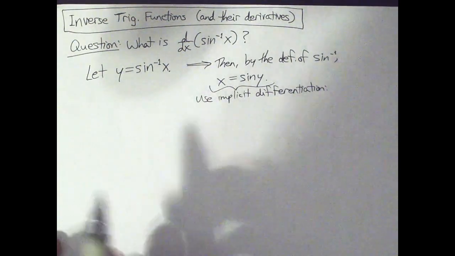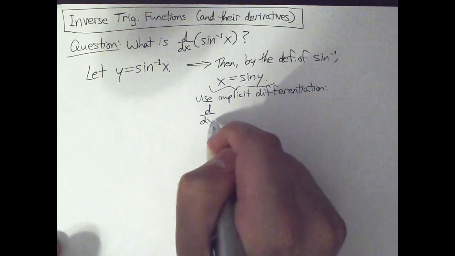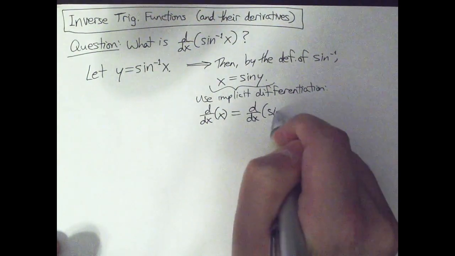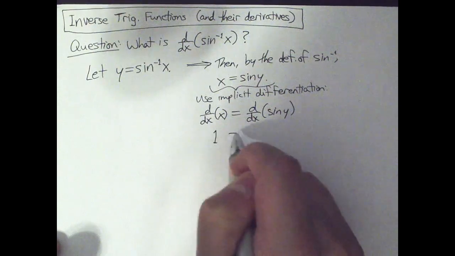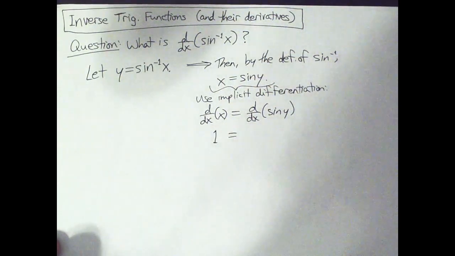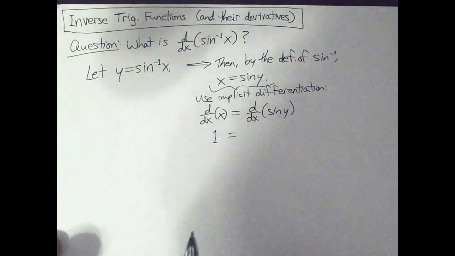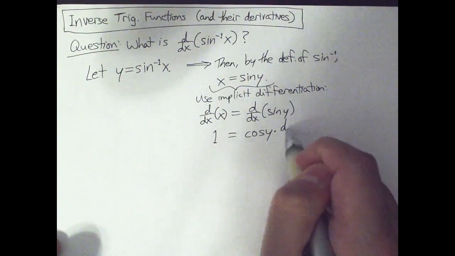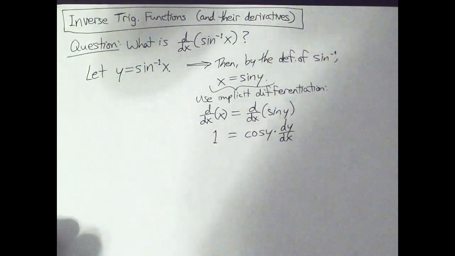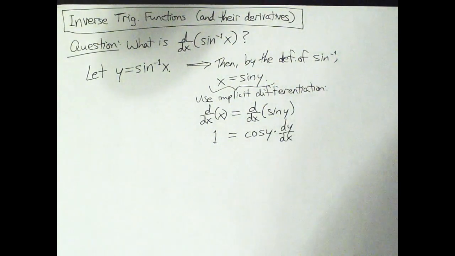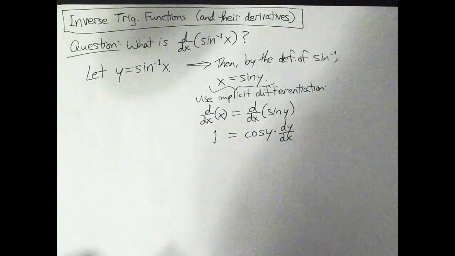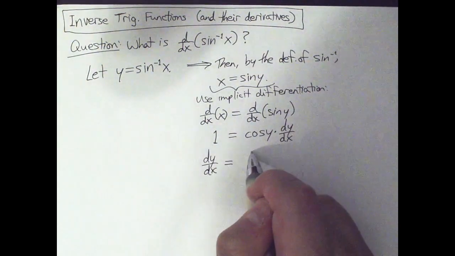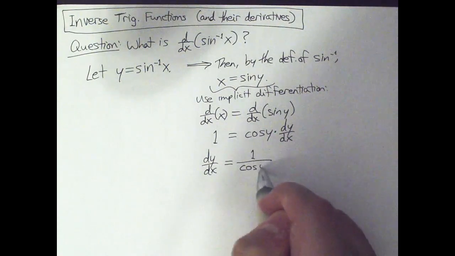d dx of each side, right? d dx of x equals d dx of sine y. So the left-hand side is actually just 1. d dx of sine y, you should know by now, is going to give us cosine y times dy dx. But I'm happy to see that because we're trying to find dy dx. So rearrange things, divide both sides by cosine y, and we get this.